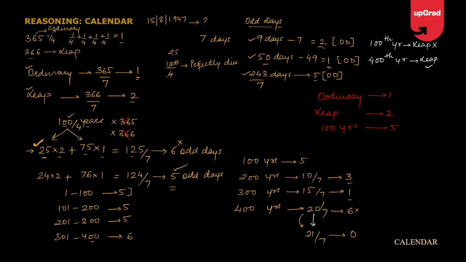Therefore, in 100 years, odd days are 5. In 200 years, it is 10. In 300 years, it is 15. In 400 years, it is 21. And while we divide it by 7, we get 0. So which means my 200 years will have 3 odd days. My 300 years will have 1 odd day. And the most important, which is my 400 years, will have 0 odd days.